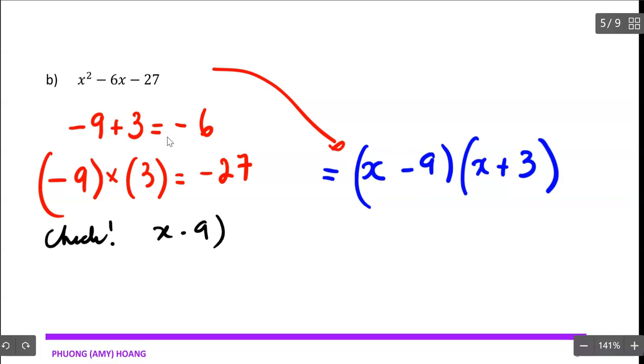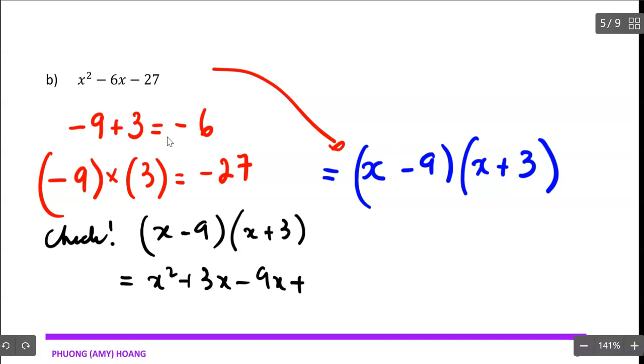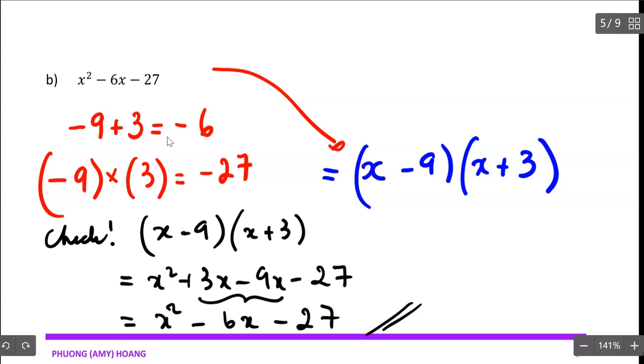So I quickly expand this for you to see that we are having the correct result. So x squared plus 3x minus 9x minus 27. Okay, I said minus, but I wrote down positive. So it's the sign. Alright, okay. So x squared, combine negative 6x and negative 27. I get back to my original statement, so I got it right. So sometimes it's a good idea to double check.